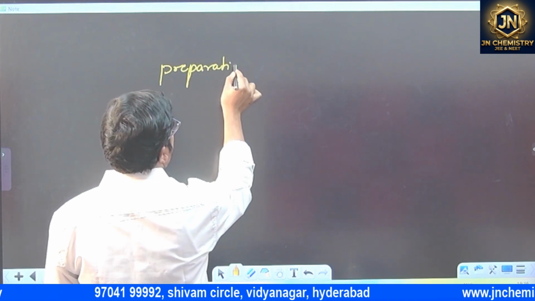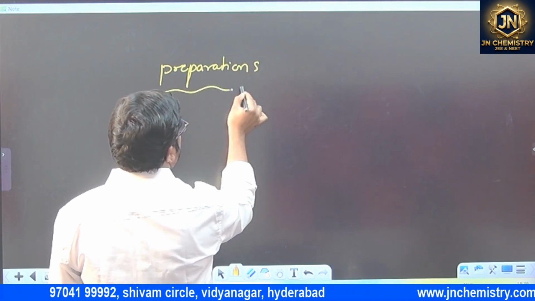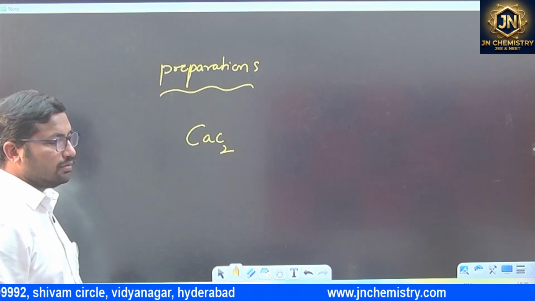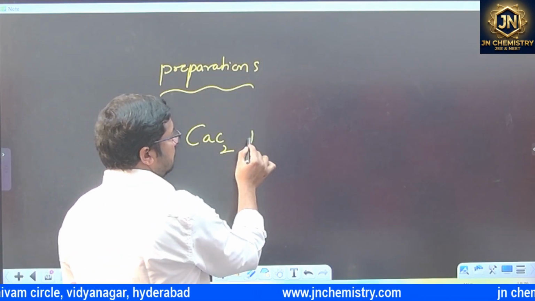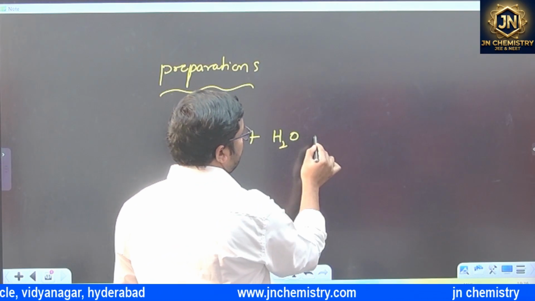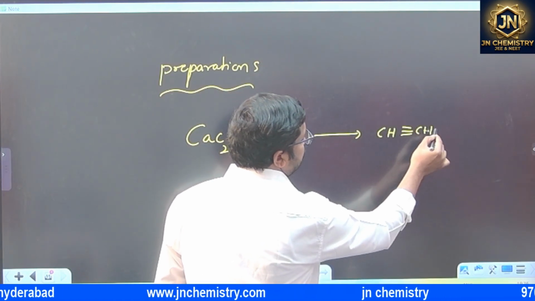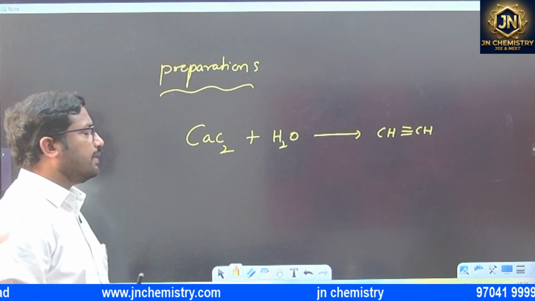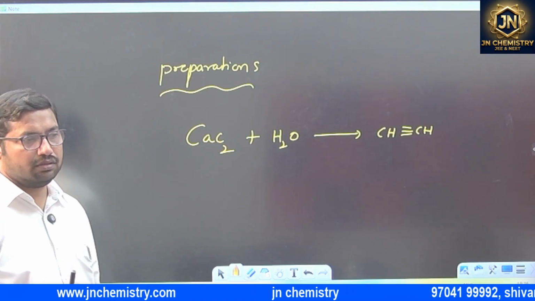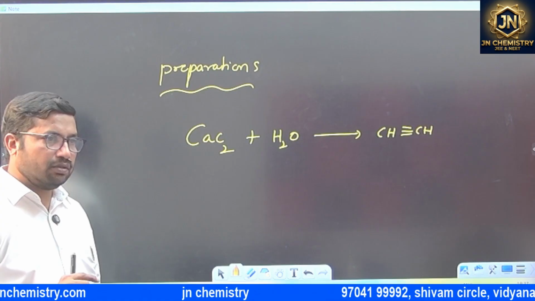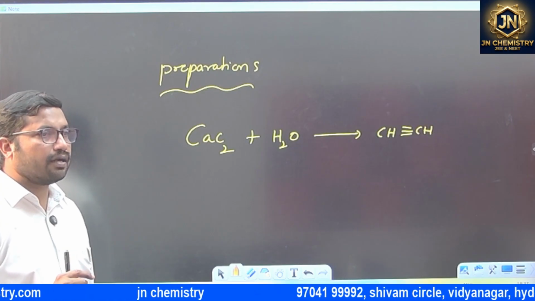Next, directly, preparations of alkyne. When calcium carbide, CaC2, undergoes hydrolysis, we get acetylene, C2H2. Write it down. Calcium carbide and hydrolysis. In the beryllium carbide and magnesium carbide cases, we got methane; we prepared carbides.